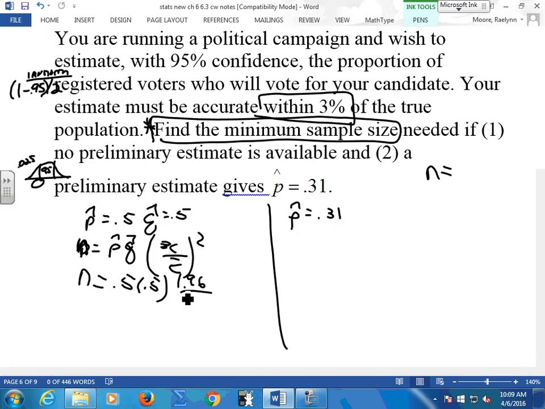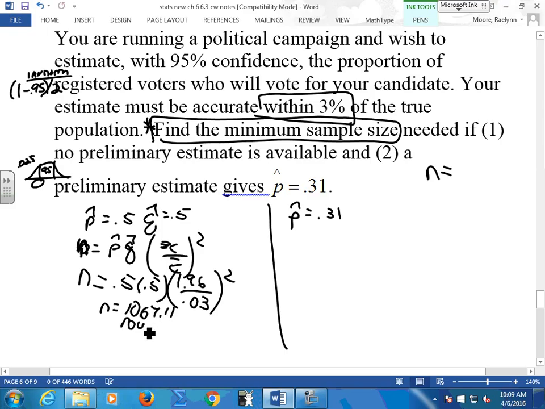What's my margin of error? 3%. But notice I'm dealing with decimals. So how do I write 3%? 0.03. Good. And I'm going to square this. Now, you can put this entire thing in your calculator just like you read it. Just make sure you don't square the 0.5 times 0.5. And the same rules hold as with the other one. You always round up, because can you survey a partial person? No. If you round down, then you haven't hit this number yet. You need to round up.